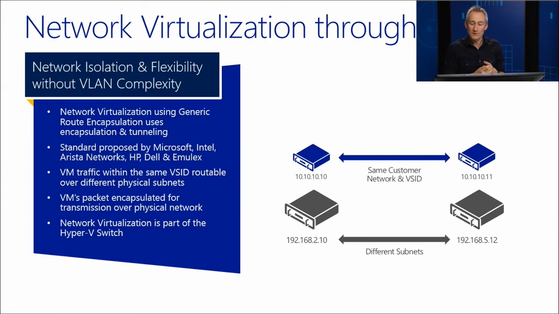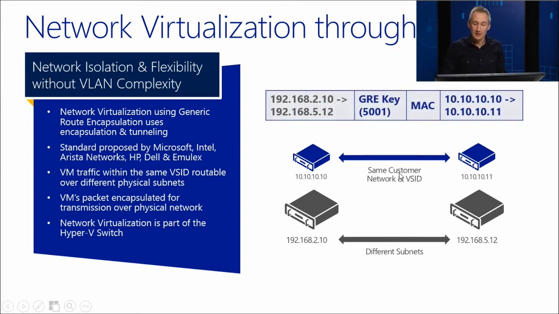Now, when we create VMs on top, these two VMs are running on different hosts. So one's on a host that's 5.12, one is on a host of 2.10, but they're in the same VM network, and they can communicate with one another, no problem. They're part of the same VM network and same virtual subnet ID. And what gets essentially sent across the wire is IP address source, IP address destination, MAC address of source and destination, just like a normal packet on the network.